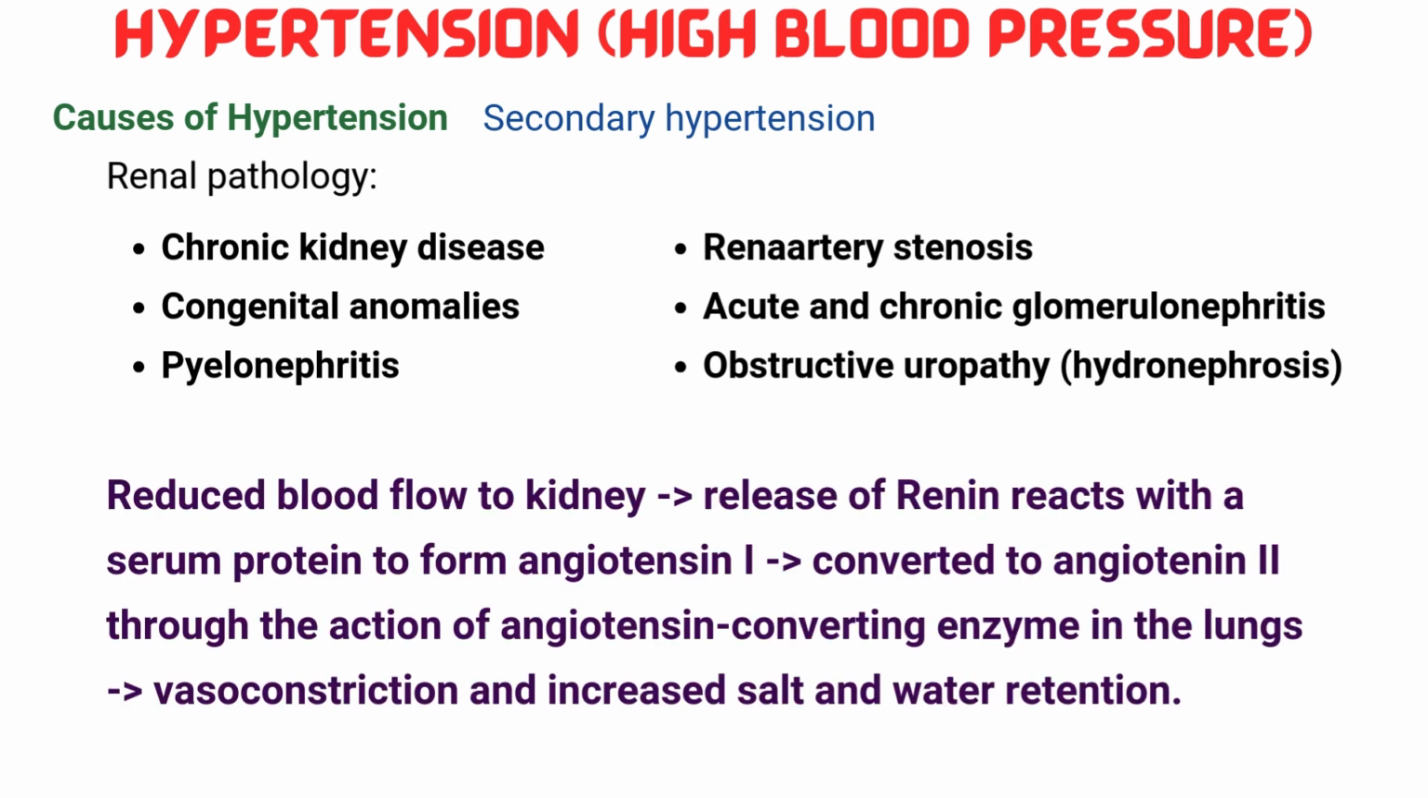Reduced blood flow to the kidney causes release of renin. Renin reacts with the serum protein to form angiotensin 1, which is converted to angiotensin 2 through the action of angiotensin converting enzyme in the lungs, leading to vasoconstriction and increased salt and water retention. Kidney disease is the most common cause of secondary hypertension.